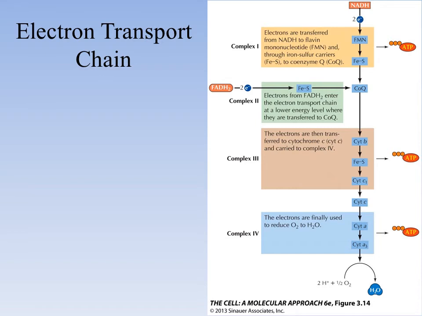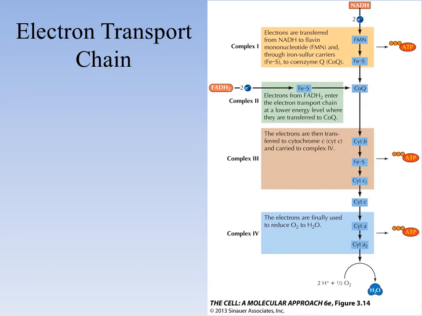So electrons are first going to be transferred to this FMN and FES. And in the process of transferring electrons to these, protons are going to be pumped across the membrane, and eventually we're going to end up producing ATP. And I'll show a better image that makes it more clear. This is a little unclear here.